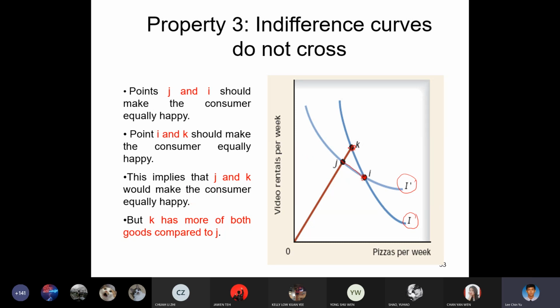Why? Because if you compare the quantity of goods that can be consumed in combination K and J, you notice that K has more of the good compared to J. So that's why we conclude that our indifference curves cannot be crossed. Otherwise, it will be a contradiction.